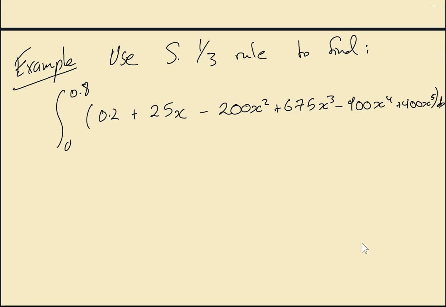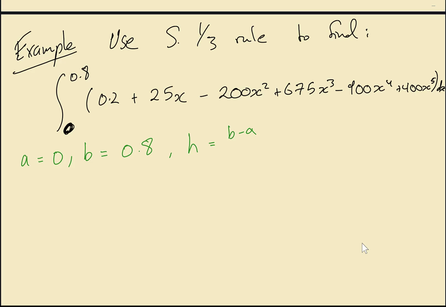So looking at this integral, again, kind of practice from last class, what's a? 0. That's our starting point, and we see that in this integral right here. So what's b? 0.8. So what's h in this case if we're using Simpson's 1/3 rule?